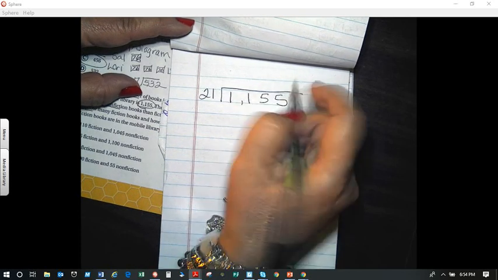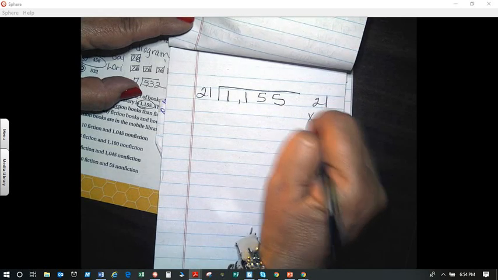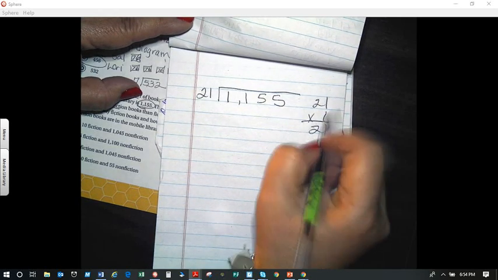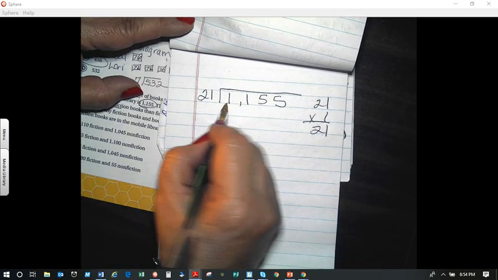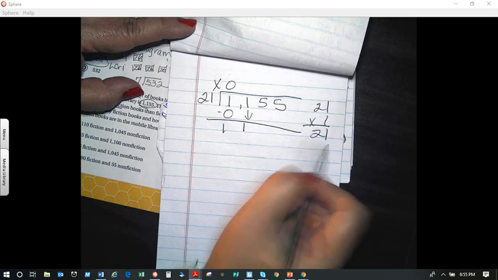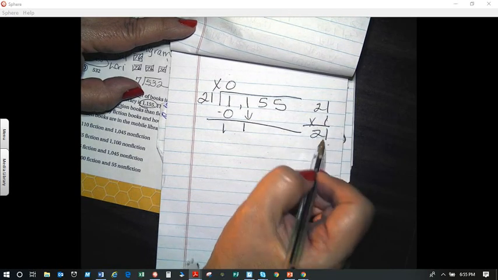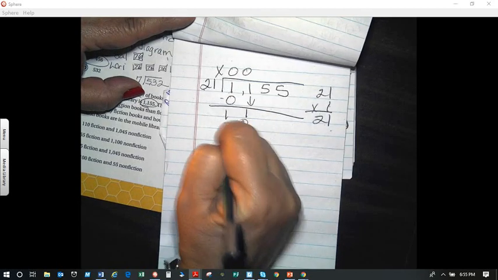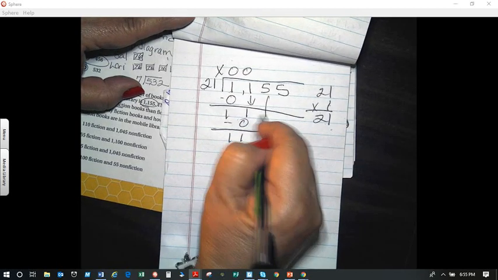So, again, I'm doing 21, and then I have 1,155. I'm going to do 21 times one group of 21 equals 21. So this has to be at least 21 to have one group going into it, and it's not. So it's 0. 0 times 21 equals 0. And that's 1. Bring down my 1. Oh, I can't do it. It's only 11, and I need to have at least one group. So that's 0. And that makes it 11, and bring down my 5.